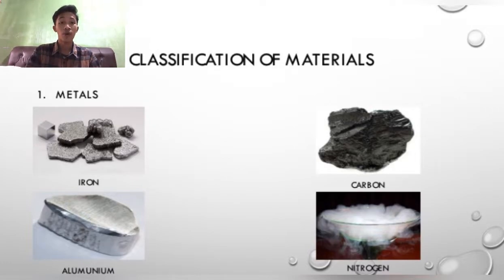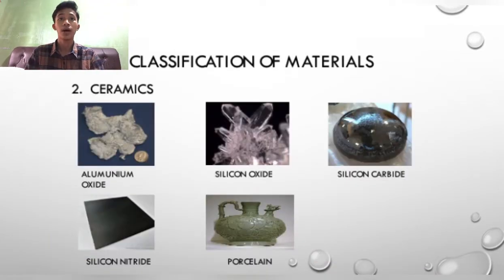Metals are composed of one or more metallic elements and often also non-metallic elements. Examples of metallic elements are iron and aluminum, and examples of non-metallic elements are carbon and nitrogen in relatively small amounts. Next, we talk about the ceramics. Ceramics are compounds between metallic and non-metallic elements. They are most frequently oxides, nitrides, and carbides. Examples are aluminum oxide, silicon carbide, silicon nitride, and porcelain.